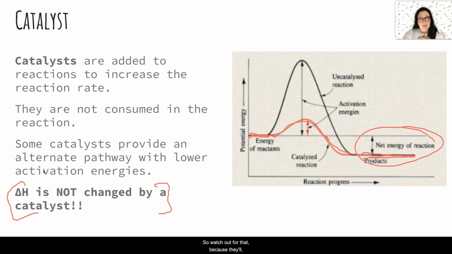So watch out for that, because they'll kind of screw around with you with the words. It could be on multiple choice, it could be anywhere, where you just go, oh yeah, the catalyst will change delta H. No, it's not, because the delta H is the products minus the reactants. And if your products and reactants are in the same spot, regardless of whether you have a catalyst or not, then that subtraction, that difference, is going to be the same no matter what. So the delta H stays consistent no matter whether you have the catalyst present or not.